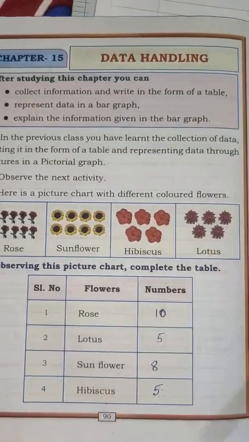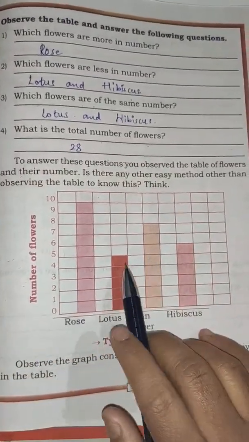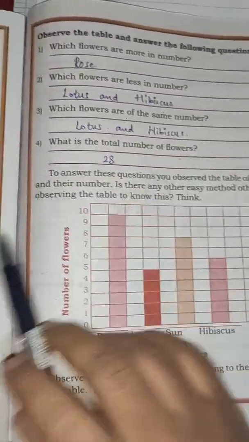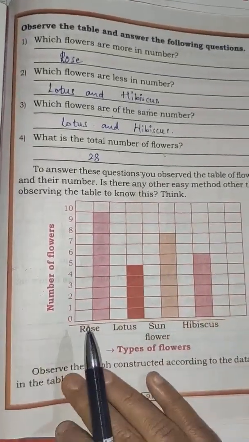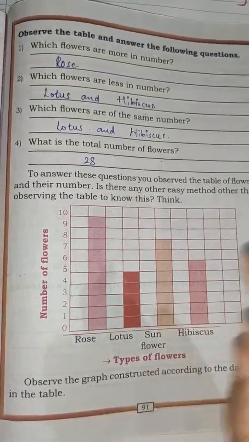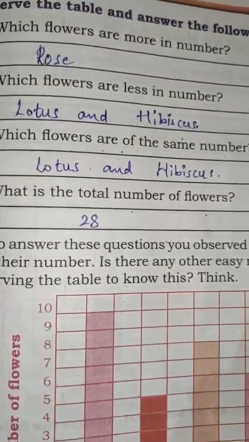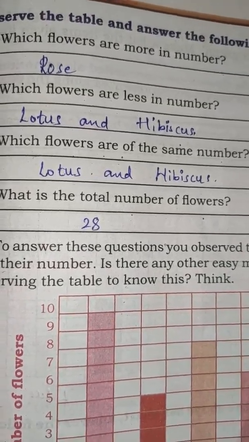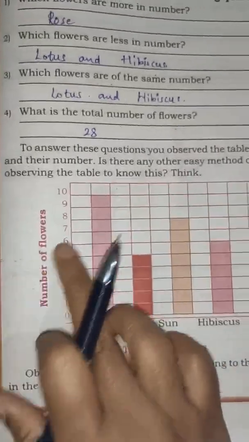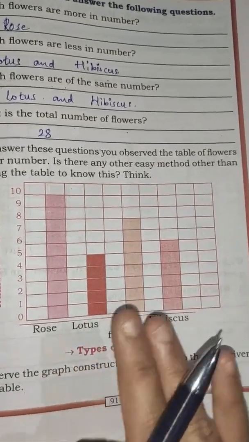Okay. So now let us take one more example. To answer these questions, you observe the table of flowers and their numbers here. Isn't it? So, is there any other easy method other than observing the table to know this? Yes, there is another method that is called a bar graph. So, this is a bar graph. Children, we'll see what this bar graph is.